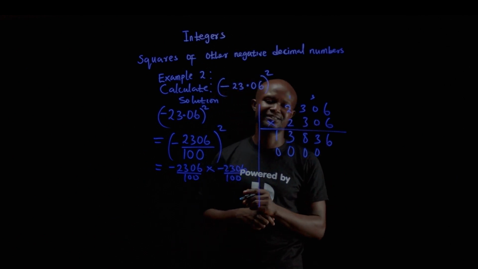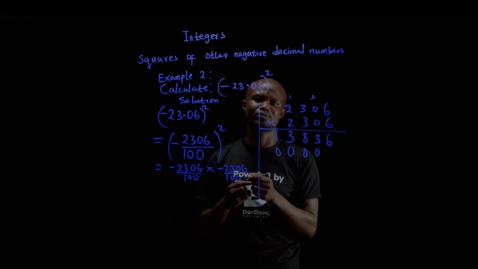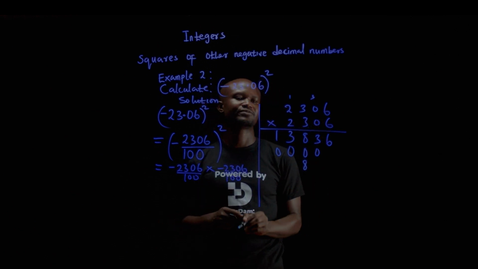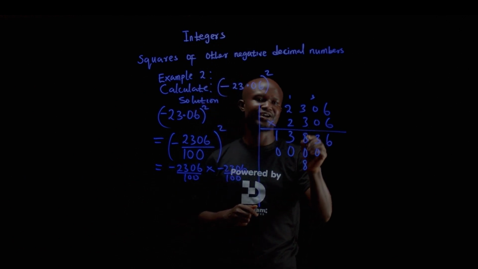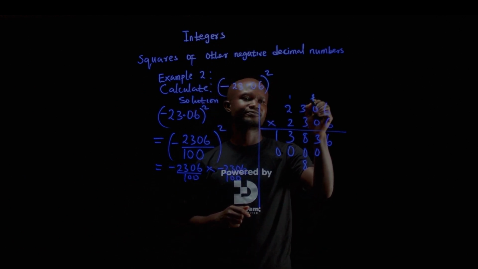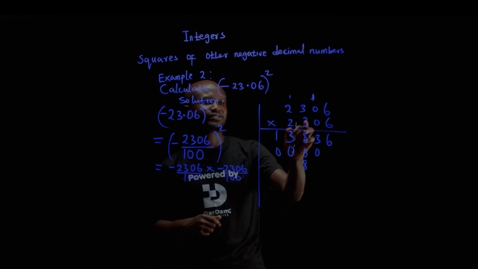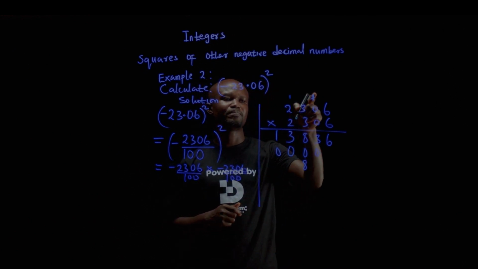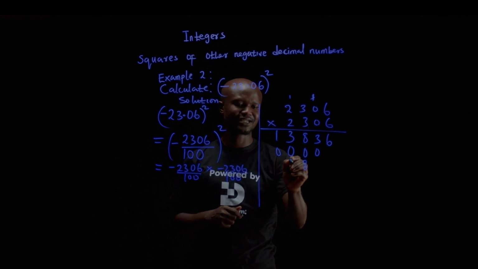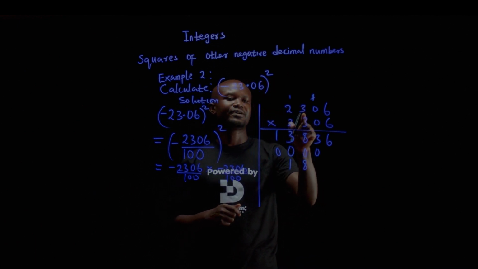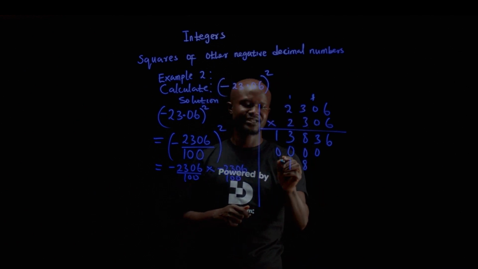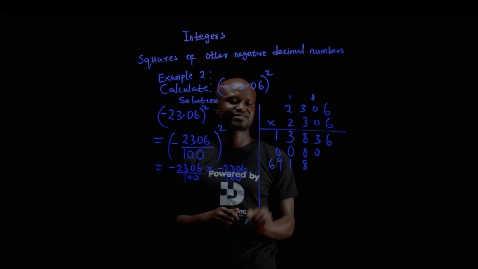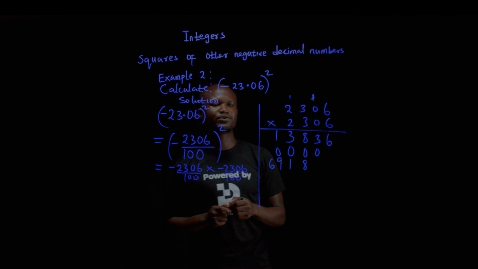Now, the next number that we're going to use is 3 to multiply. 3 times 6, 18. We carry 1. Now, 3 times 0, 0. And now, plus 1. What do we have? 1. 3 times 3, what do we have? 9. And 3 times 2, what do we have? 6. We have used 3.